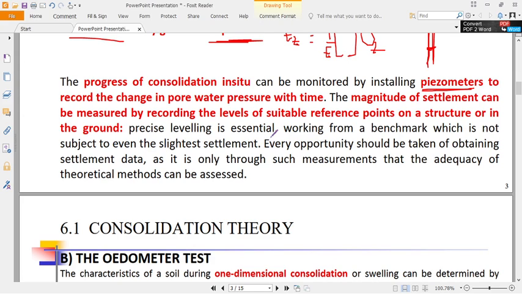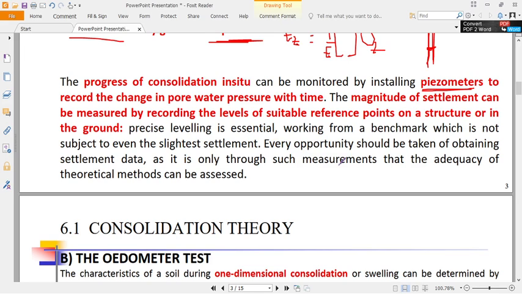Working from a benchmark which is not subjected to even the slightest settlement. Normally these benchmarks are fixed, maybe on a bridge, or if you are constructing a road, you can fix it somewhere, on a point which is not subject to settlement. Is that okay? You can fix a reference point to a known benchmark, or a survey point. So from that point on, it is not moving, it is fixed.